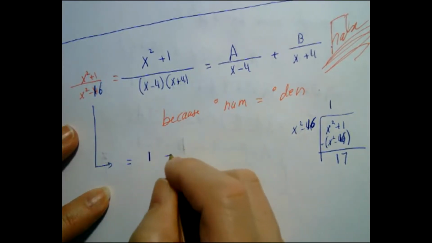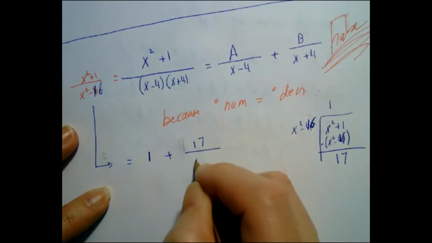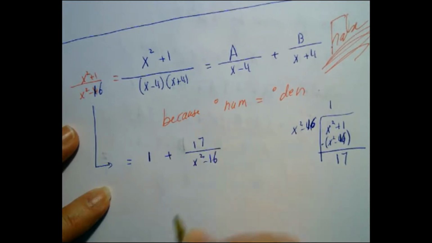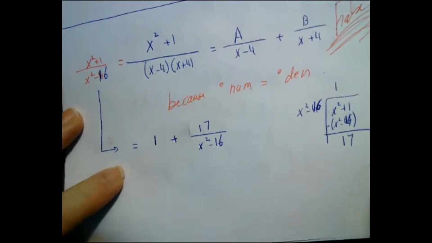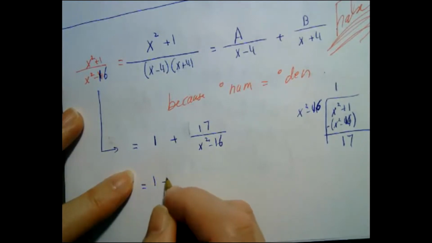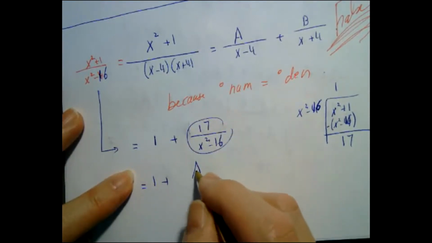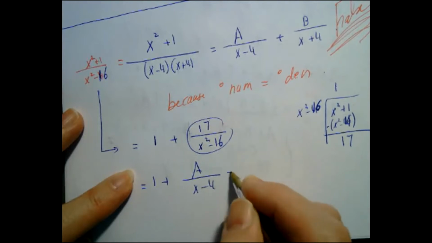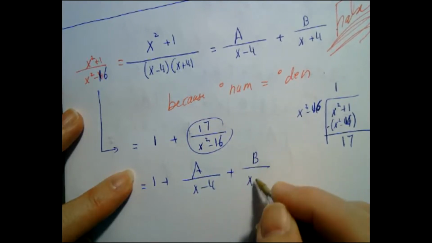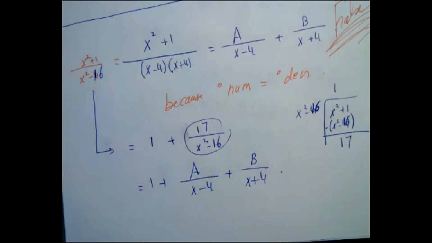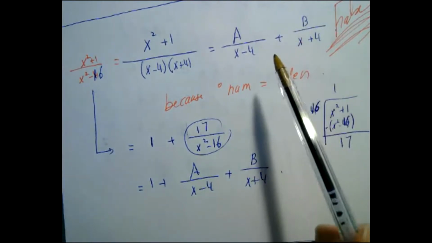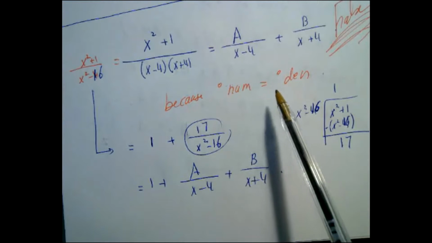1 plus 17 over x squared minus 16. Now things make sense. After we do that, this piece is the safe piece to decompose into x minus 4 and x plus 4. Okay, so we have to be careful. Don't just jump to decomposition.